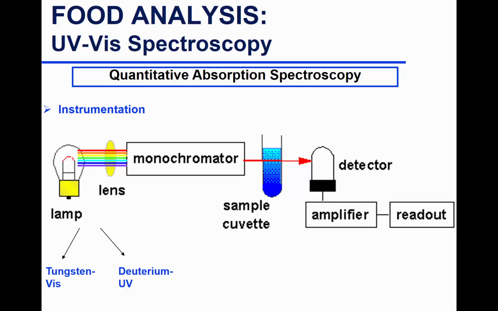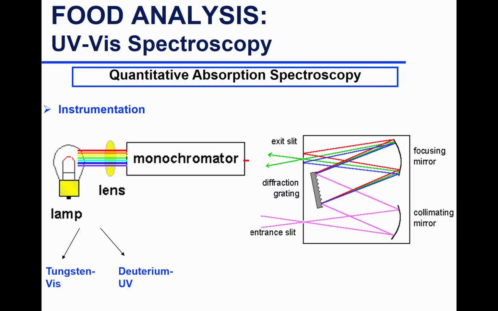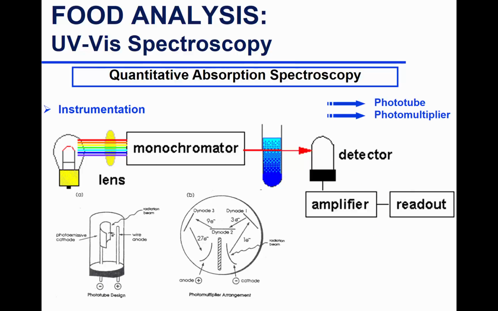And then all the light goes into a monochromator. And so here's your entrance, the light goes in, gets diffracted, and then exits as a single or very closely related wavelength. And then that single or closely related wavelength will hit your sample, and the transmitted light will hit the detector.